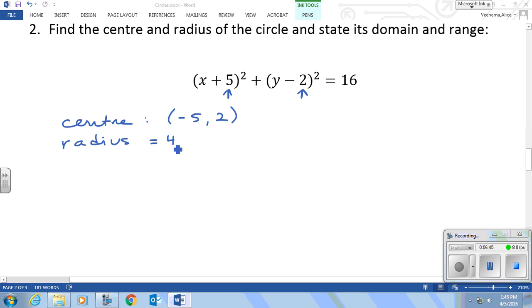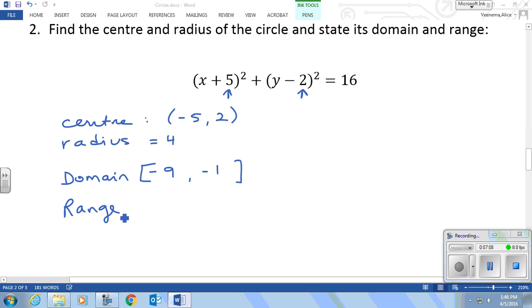And our domain and range will be, if you think about it, if the center is at negative 5 and the radius is 4, I'm going 4 lower than that and 4 higher than that for the endpoints of my domain. So we're going to go from negative 9 to negative 1.